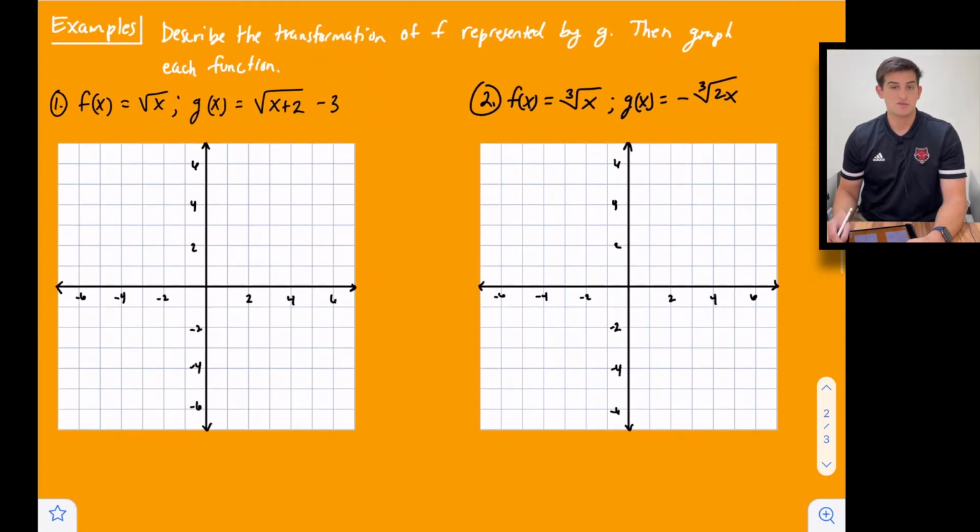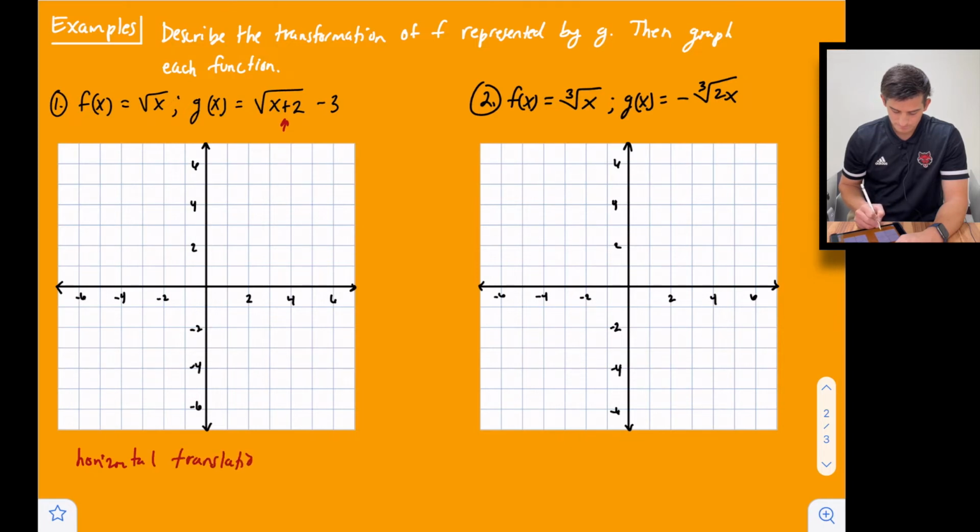And so we're gonna look at two examples where we describe the transformation that's taking place, and then we're gonna actually graph it. Okay, so for number one, we have f of x equals the square root of x, so that's our parent function, and g of x equals the square root of x plus 2 minus 3. So I noticed this plus 2 right here. So this is a horizontal translation, and it says plus 2. Remember, horizontal is opposite of what we think, so we're actually going left 2.